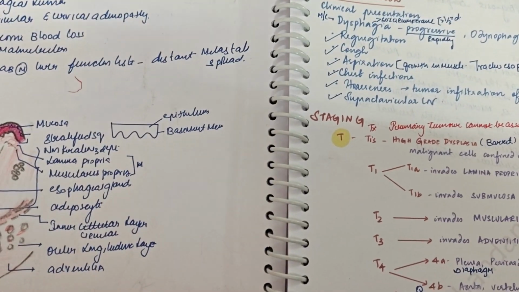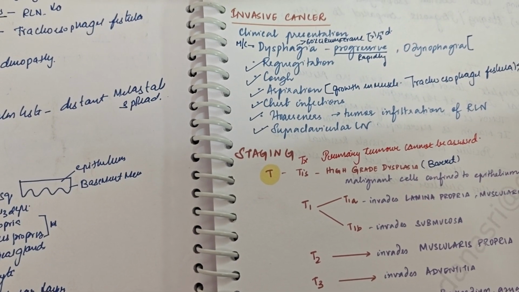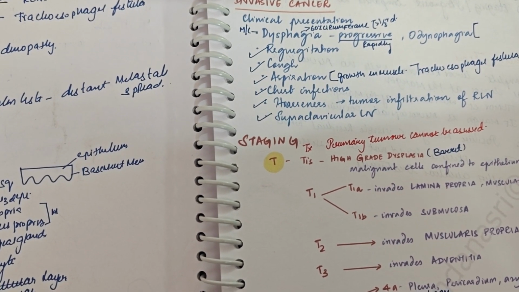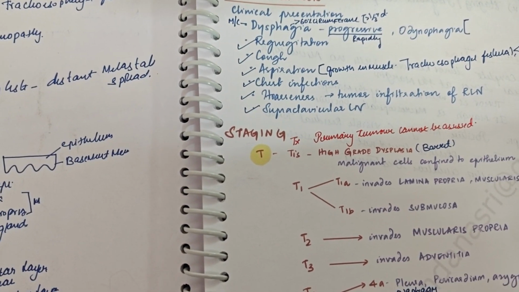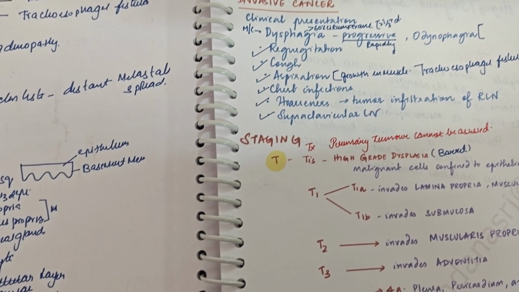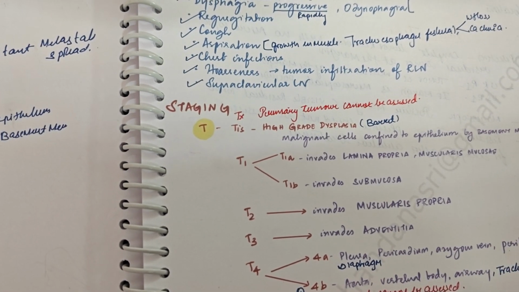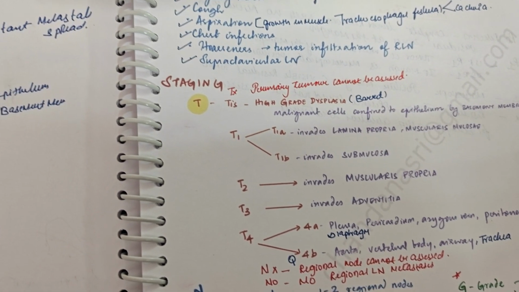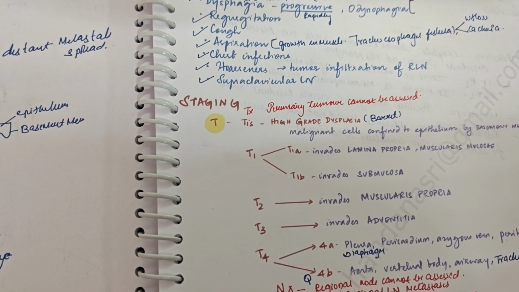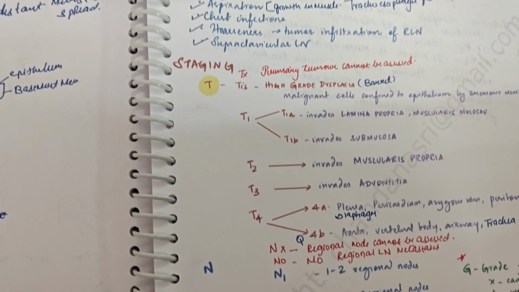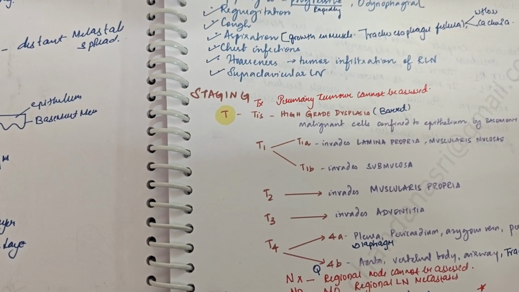So the clinical presentation: the patient can have dysphagia, and this dysphagia is progressive from solids to liquids. Dysphagia occurs if more than one third of the circumference is involved. Then you have odynophagia, regurgitation, cough, aspiration. Aspiration can happen if there is tracheoesophageal involvement. The patient can also have chest infections.